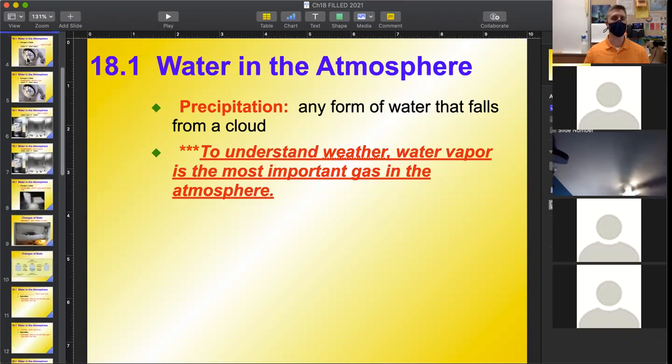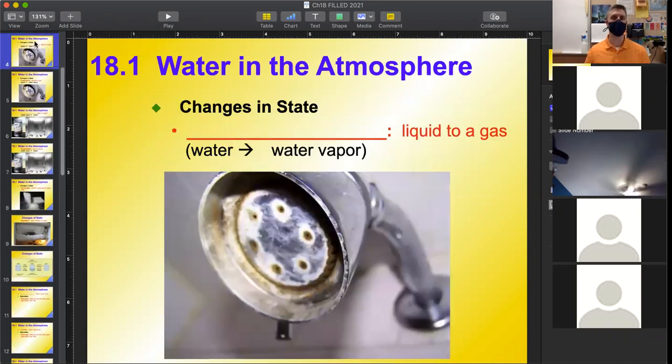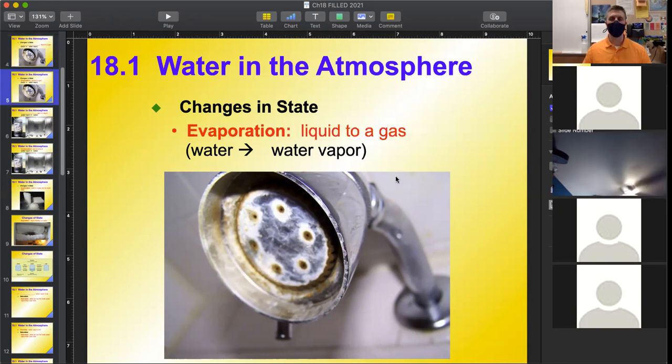Right, the first few slides here are about changes in state, and not like Indiana to Ohio or something, but a state of matter, or maybe for some a state of confusion. I don't know. You just never know. First one, evaporation.